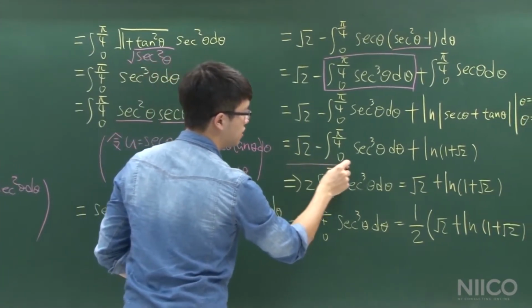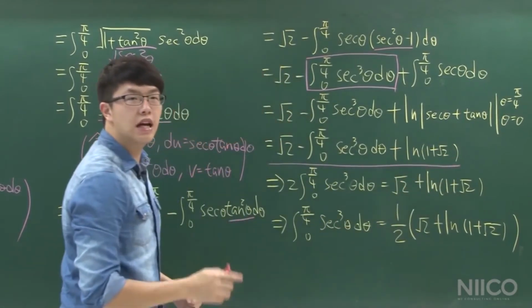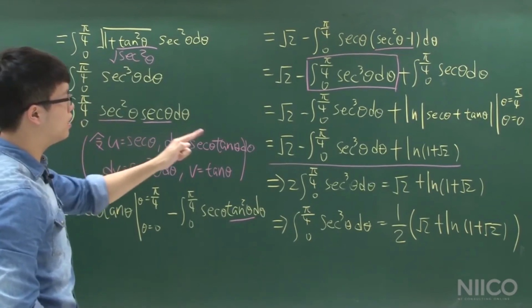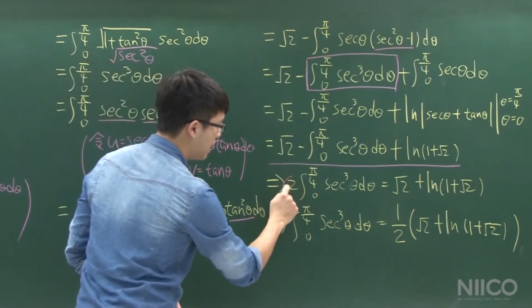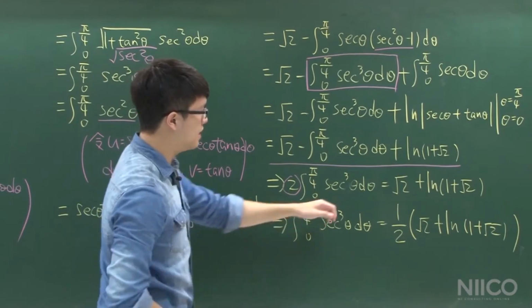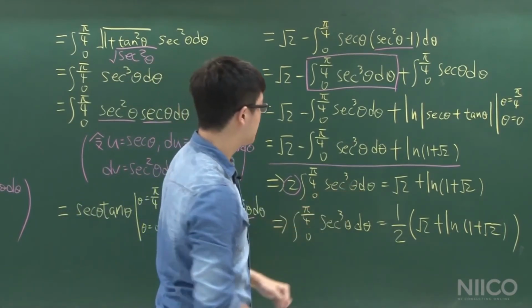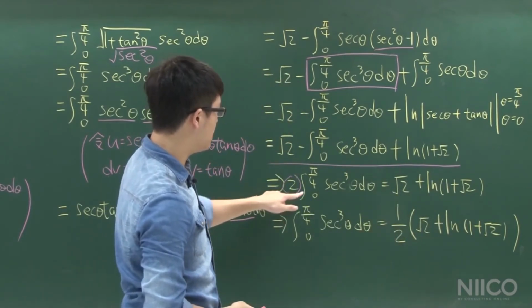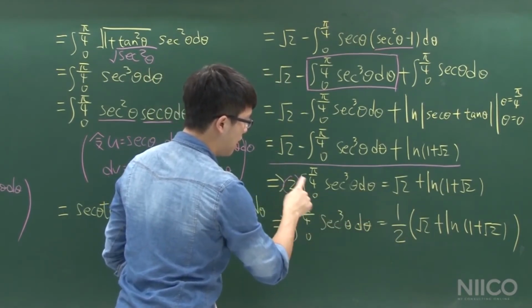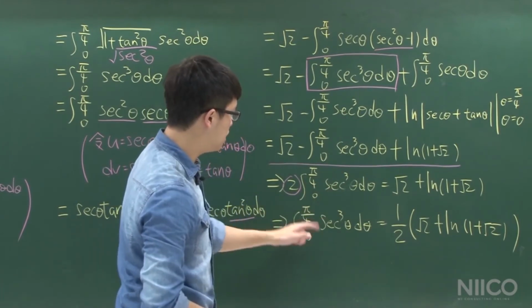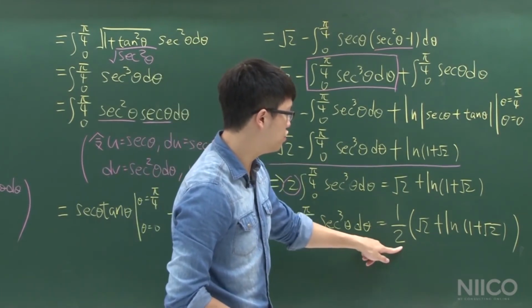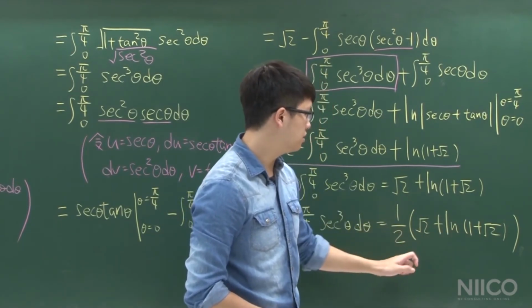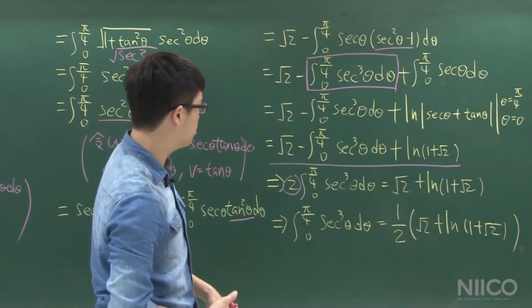So there we have it. The integral of secant to the third theta d theta will be equivalent to square root of 2 minus the integral of secant to the third theta d theta plus natural log of 1 plus square root of 2. So we can see that the integral of secant to the third theta d theta is equivalent to square root of 2 plus natural log of 1 plus square root of 2. So the original integral, the integral of secant to the third theta times d theta with theta from 0 to pi over 4, will be equivalent to 1/2 of square root of 2 plus natural log of 1 plus square root of 2.